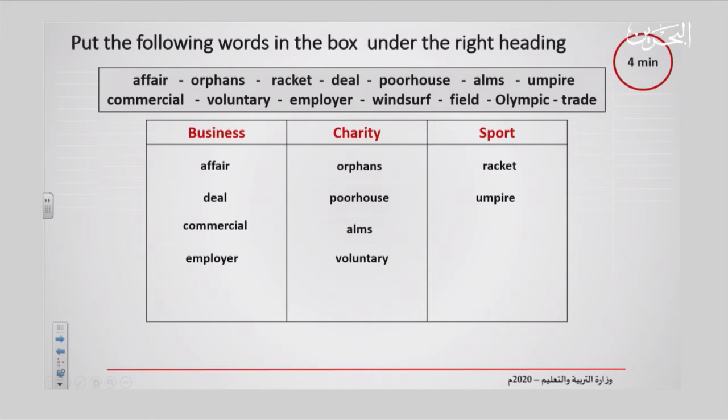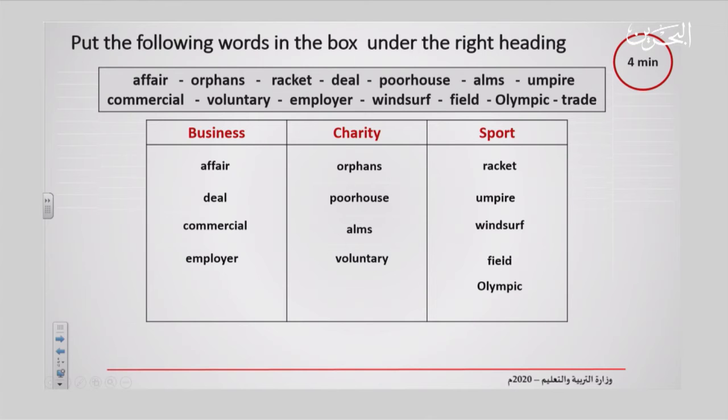As for employer, it goes under business, because the employer is the worker that works in a company or organization. Windsurf is a sport, and it is a water sport, so it goes under the category of sports. Field also goes under the category of sports, and the field is the place that you play sports like baseball or football.